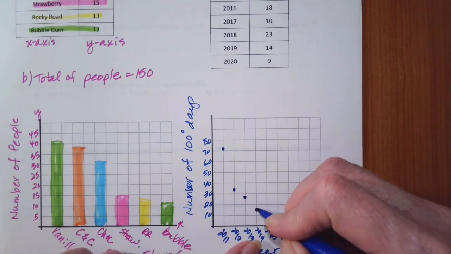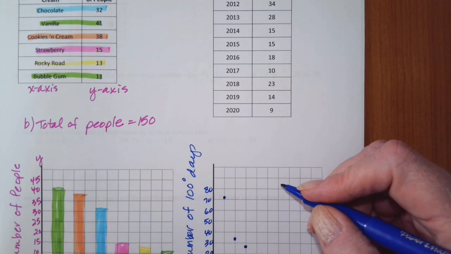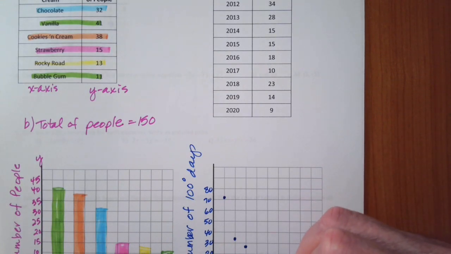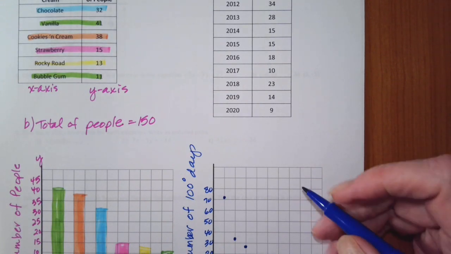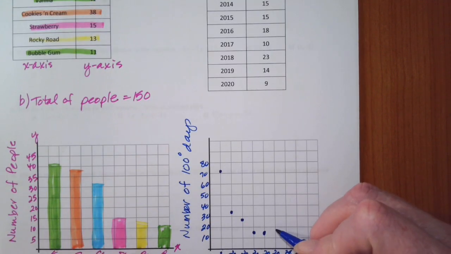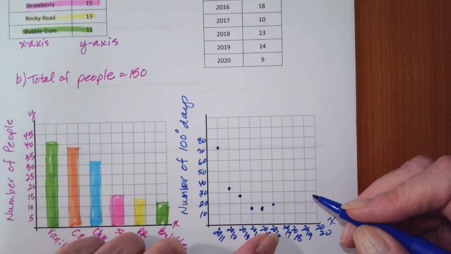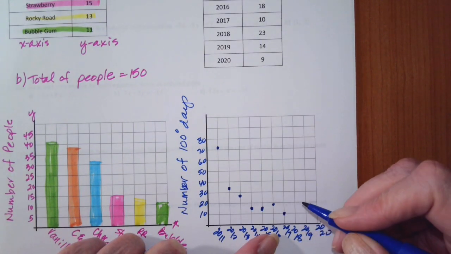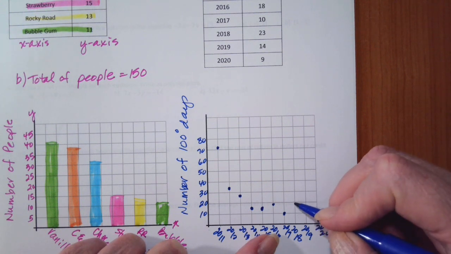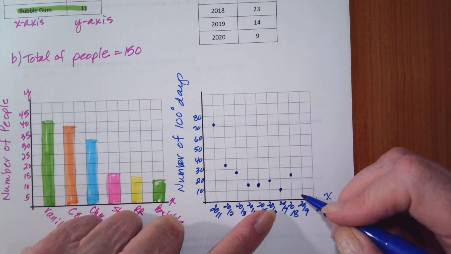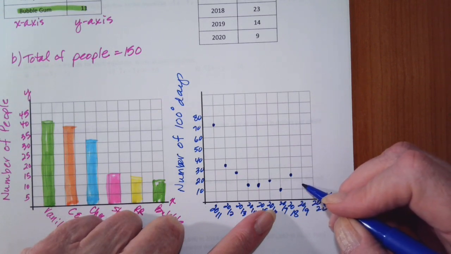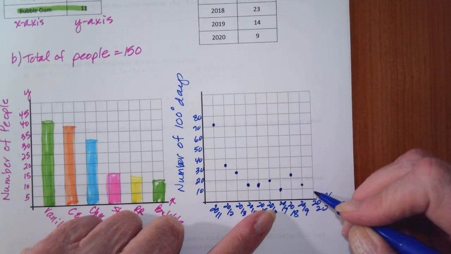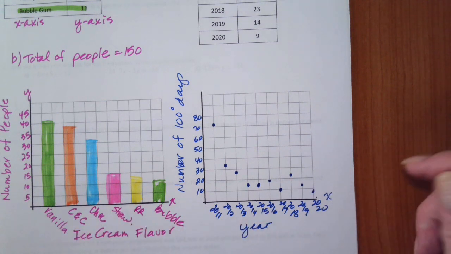2014, there were 15. 2015, there were also 15. 2016, we went back up to 18. 2017, we went down to 10. 2018, we made it to 23. 2019, we went to 14. And finally, in 2020, there were 9.